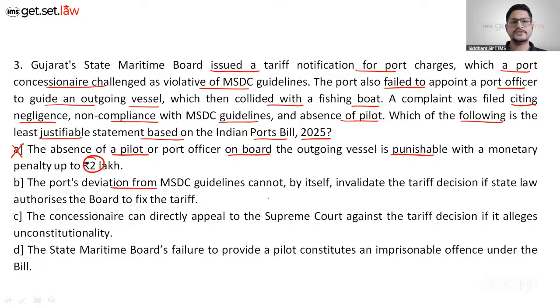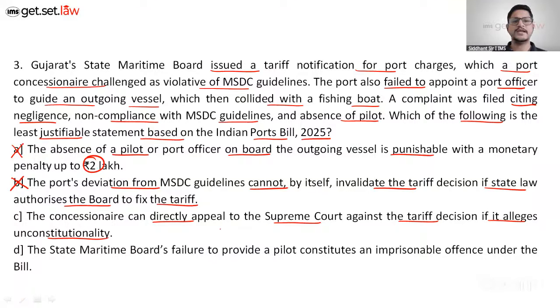The port's deviation from the guidelines cannot by itself invalidate the tariff decision if state law authorizes the board to fix the tariff. Now, this is something in contradiction to what the guideline says. Now, MSDC Council issues guidelines, and those guidelines have to be followed by the board, right? So that's why this is somewhere contradictory, so we can't go with B. The concessionaire can directly appeal to the Supreme Court against the tariff decision if it alleges unconstitutionality.